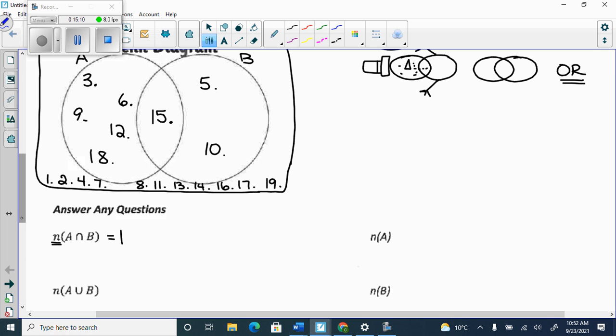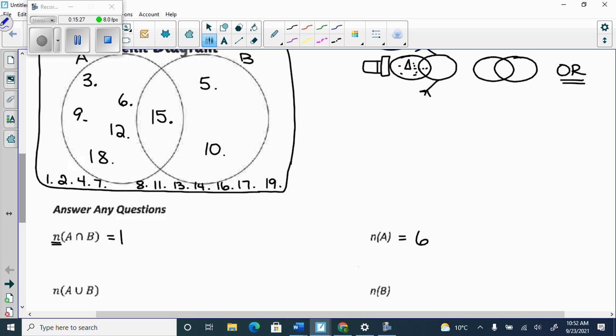Everything in this whole circle is in A, correct? So that's 1, 2, 3, 4, 5, 6 items. That equals 6. Because 15 happens to be in B as well, but it's still in A, so I count it. What about A or B?